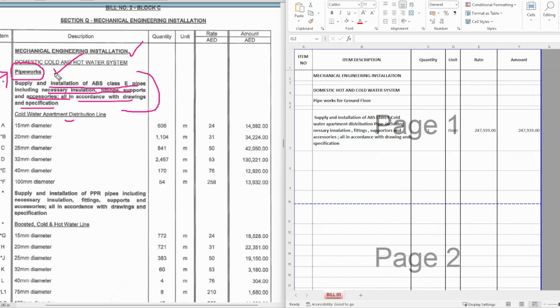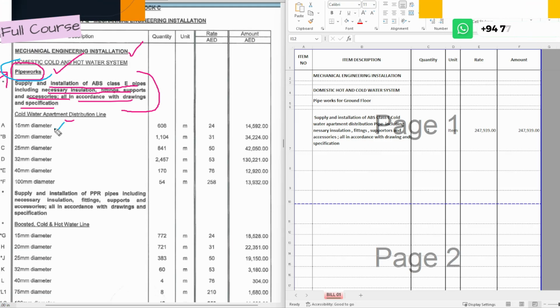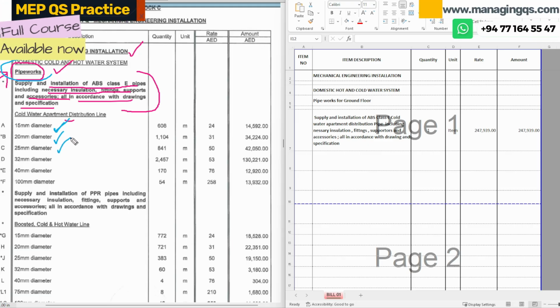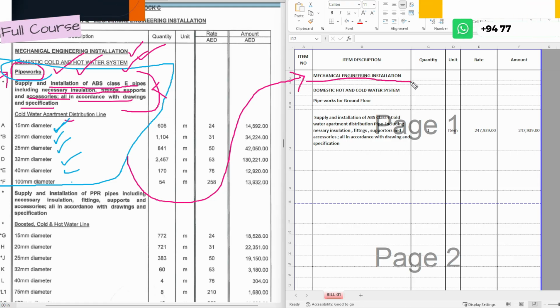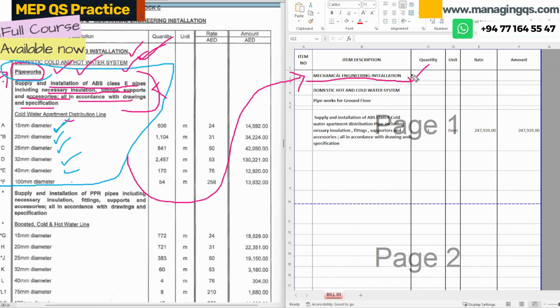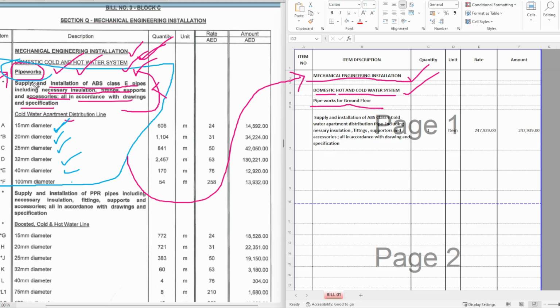Then they mention that we are going to discuss only the pipe. Then they break down like this: 15 diameter, 20 diameter, 25 diameter, and also 30 to 40, 100, something like this. So just assume this is for the ground floor only. Now I am going to focus on the right side BOQ. There's a heading, mechanical engineering installation, the same heading on the left and right. Then domestic hot and cold water supply system, the same heading, and also the pipe works for the ground floor. The same pipe works are on the left and right side.